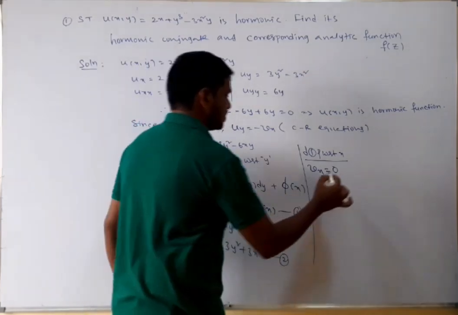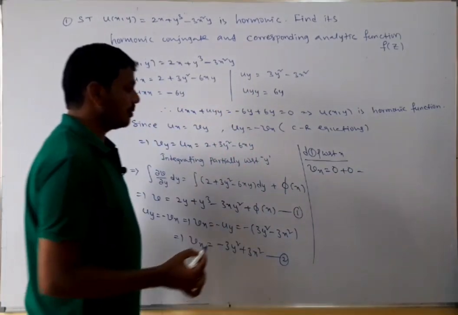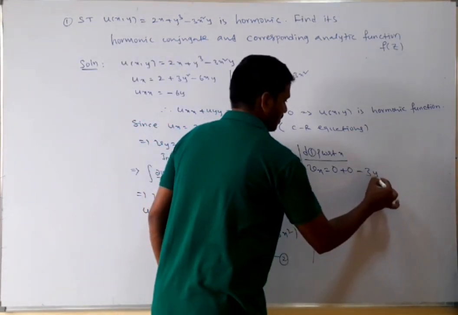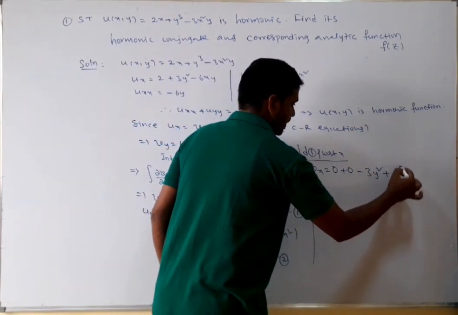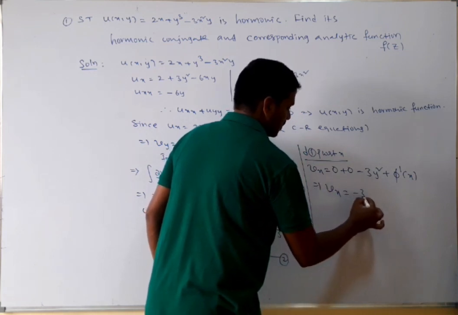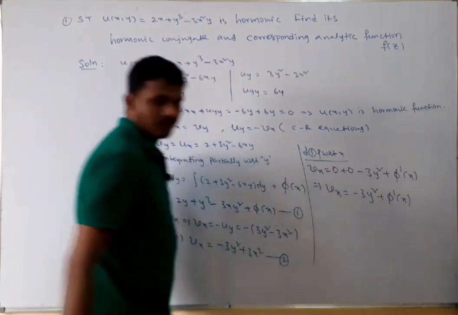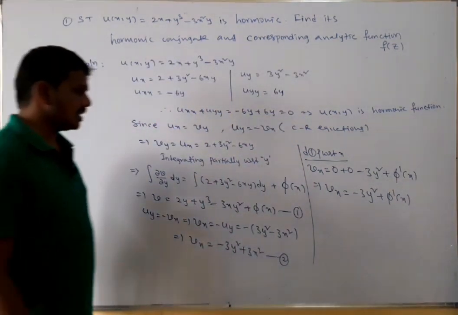y cube derivative also 0, minus 3xy square, derivative is only minus 3y square. Phi of x, derivative with respect to x is phi dash of x. That implies vx is equal to minus 3y square plus phi dash of x. Say this is equation number 3.